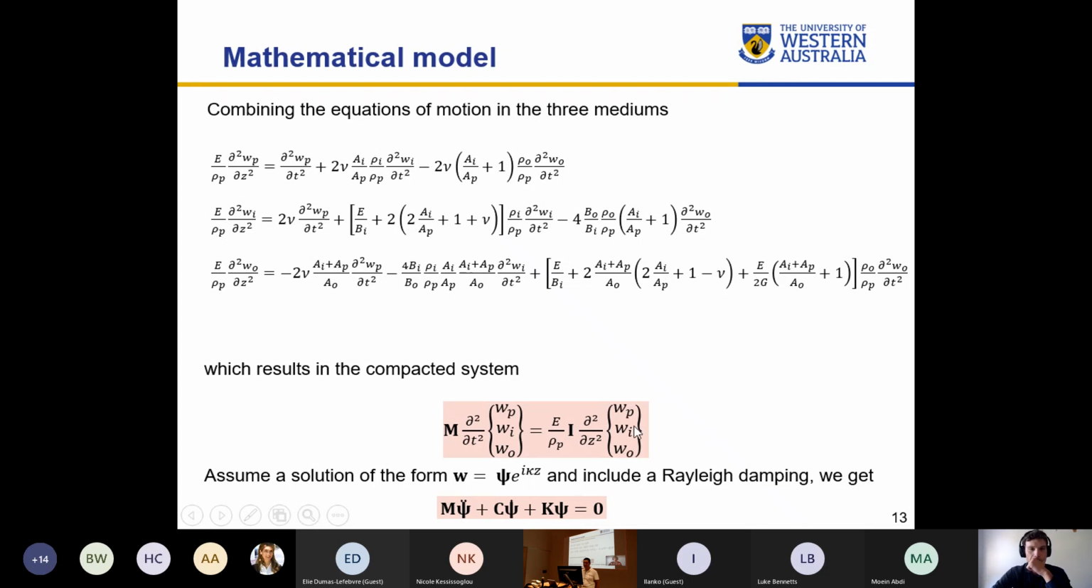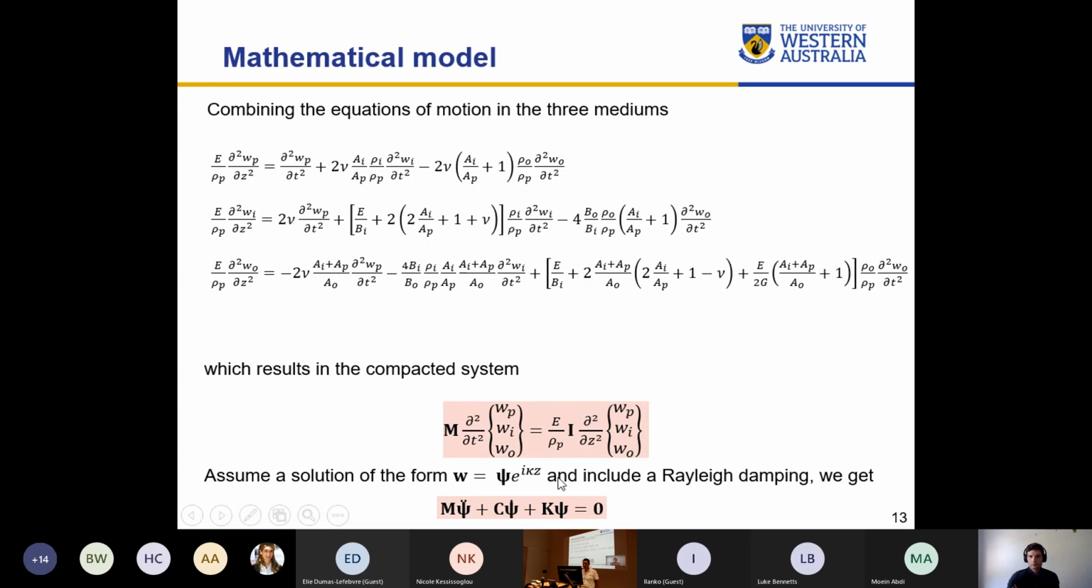As for the second term, it's just the derivative with respect to z squared, right? And the coefficient here is E over rho P for every one of them. So this is just the identity matrix multiplied by Young's modulus divided by density. And that's pretty much it for the derivative with respect to z. So the complexity comes from this coupling here that is occurring in the mass matrix.